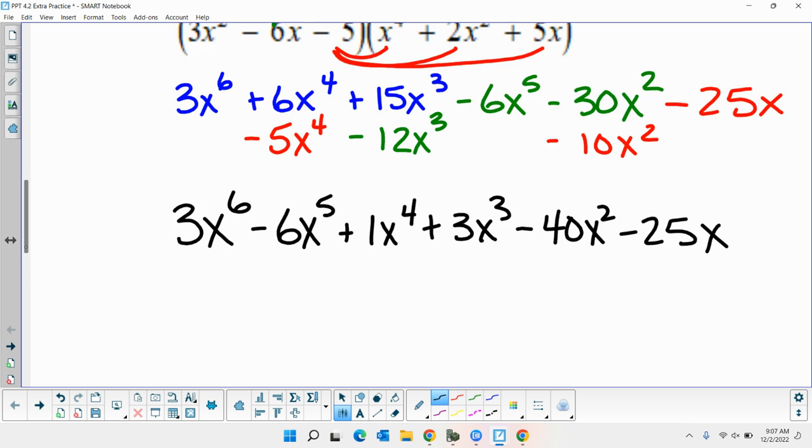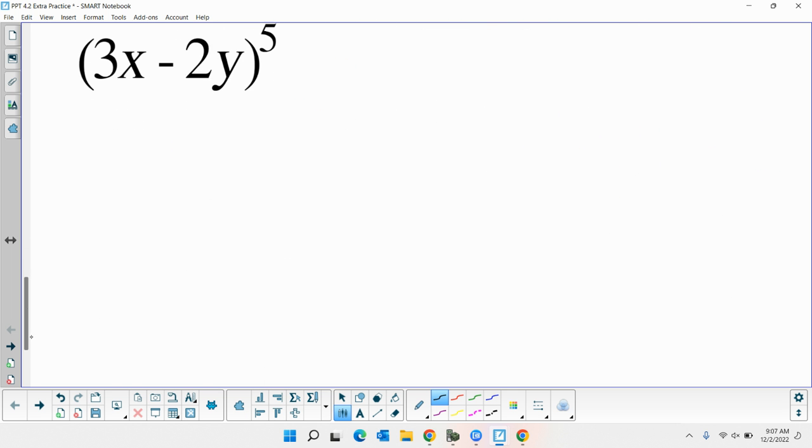Let's do one of these Pascal triangle ones. Do that one. And then that'll be it for today. You guys have done a good job this week.